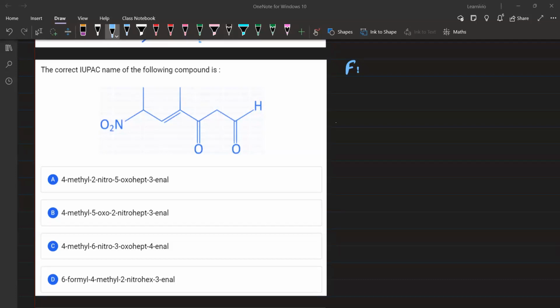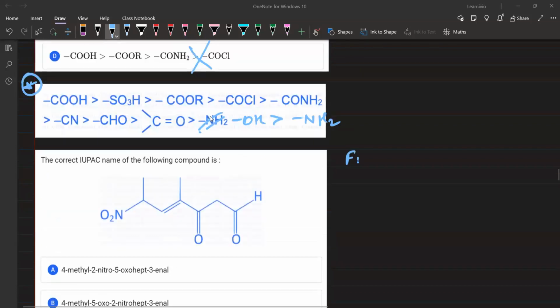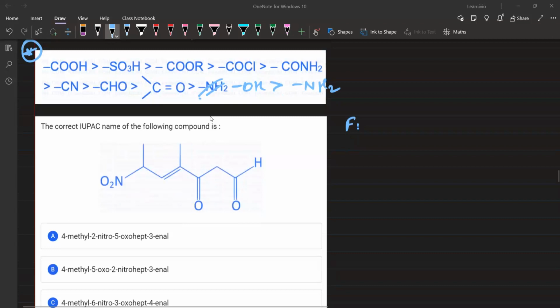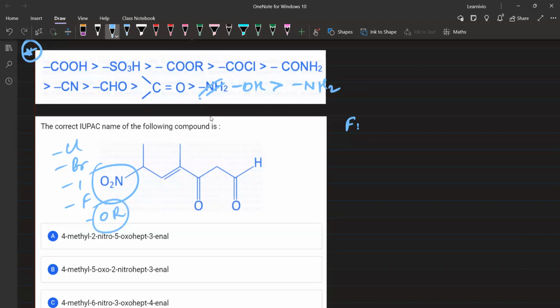At least in this context there are only this many functional groups. Carboxylic acid, anything that has a suffix, we will treat as a functional group in the context of IUPAC nomenclature. If it does not have a suffix and only has a prefix, then we will say it is a substituent, never a functional group. Similarly, nitro will never be a functional group because it does not have any suffix, it only has a prefix. Similarly, chloro, bromo, iodo, fluoro will also never be functional groups, they will only act as substituents. Similarly the alkoxy groups.